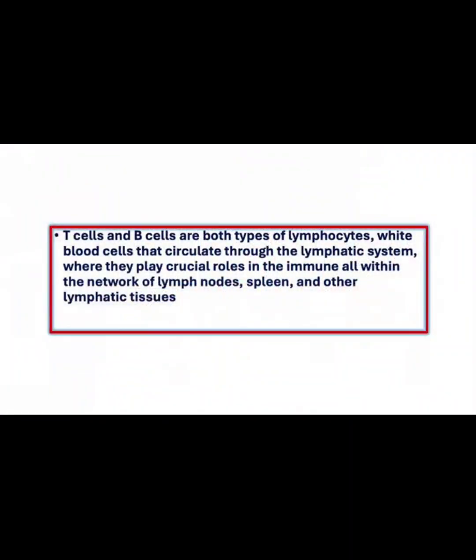So another important part that you have to consider is the T cells and the B cells. The T cells and B cells, which are a type of lymphocyte, rely on circulating in the lymphatic system, and they play a crucial role in the immune system. And they're all within the network of the lymph nodes, the spleen, and the other lymphatic tissue.